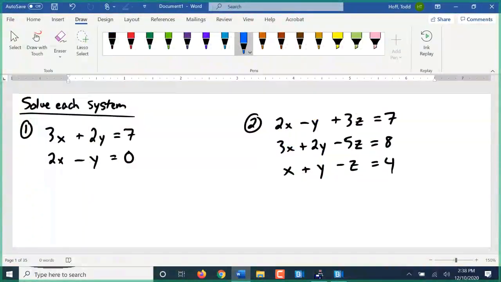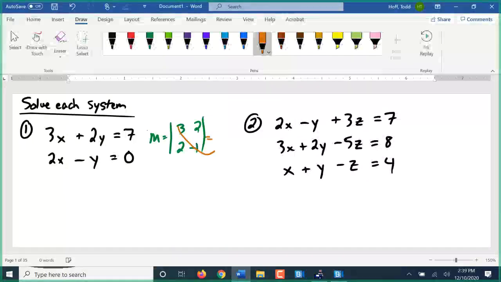The first one here goes pretty quickly, actually. Our base matrix will be 3, 2, 2, negative 1. And we cross multiply, or we find the determinant.